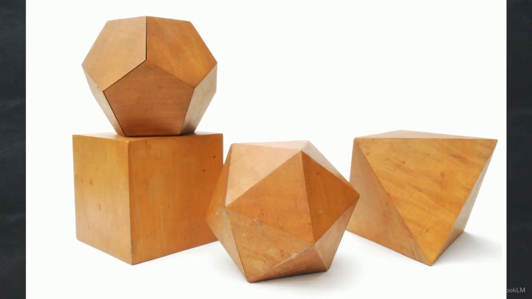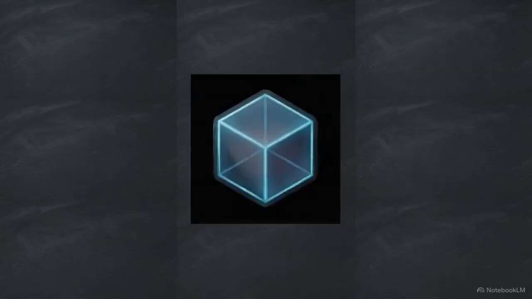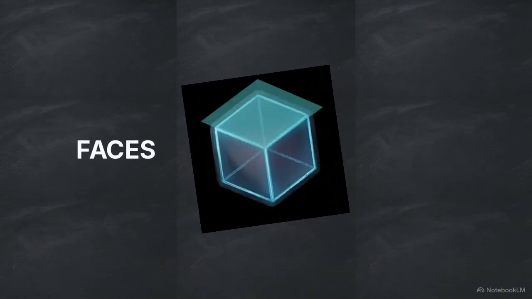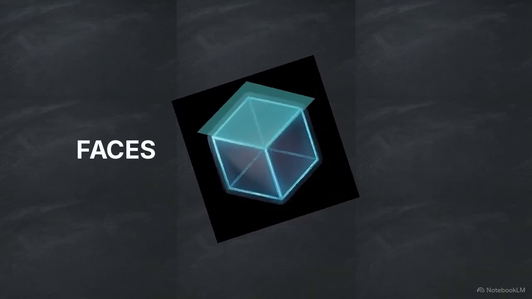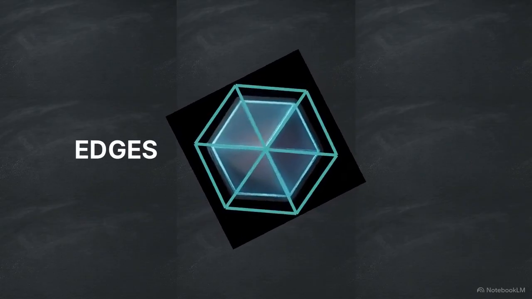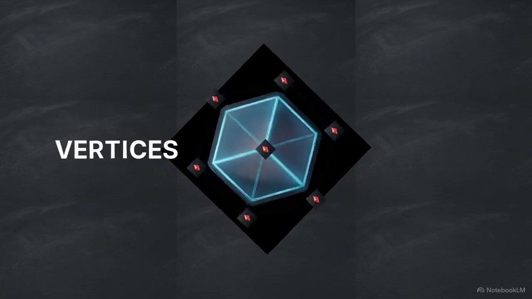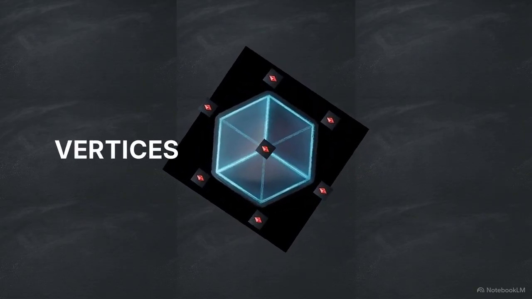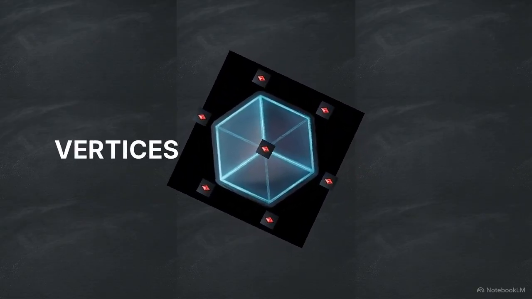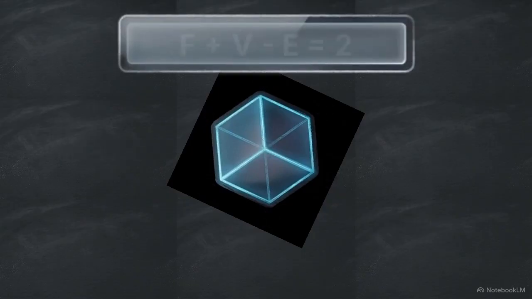Looking closely at these solid wooden blocks, we can identify the three distinct components that make up any polyhedron. First, we have the faces, the flat 2D surfaces that form the outside of the shape. Next are the edges. These are the rigid structural lines where two flat faces meet. And finally, we have the vertices, the exact corner points where multiple edges intersect.